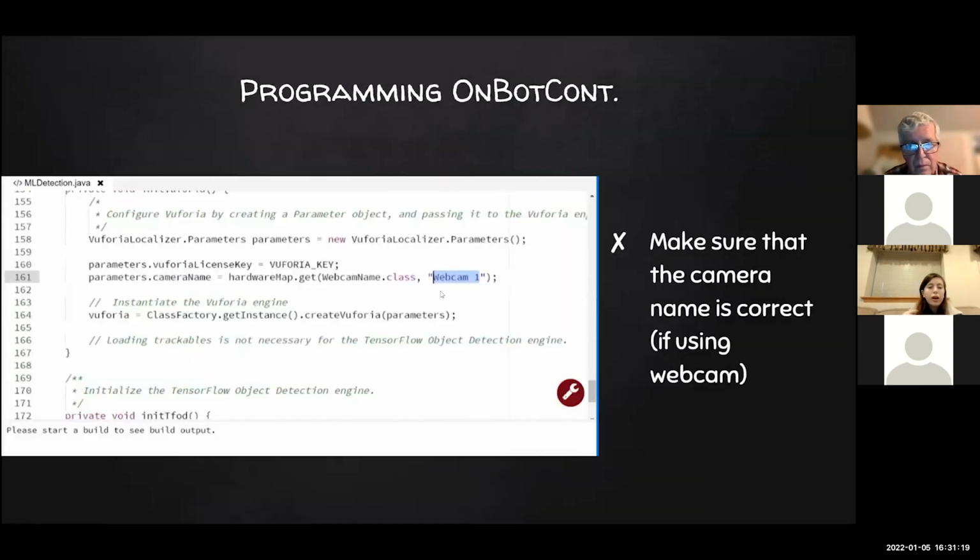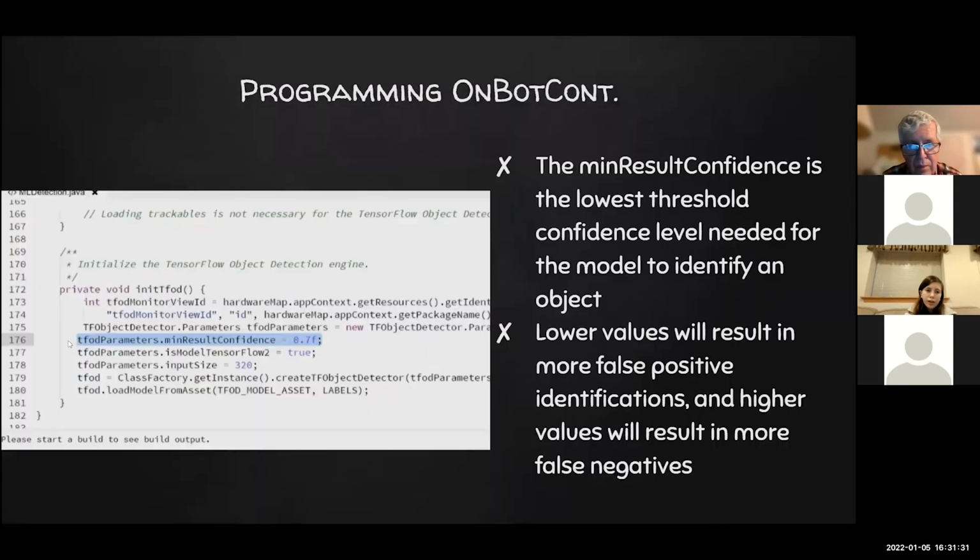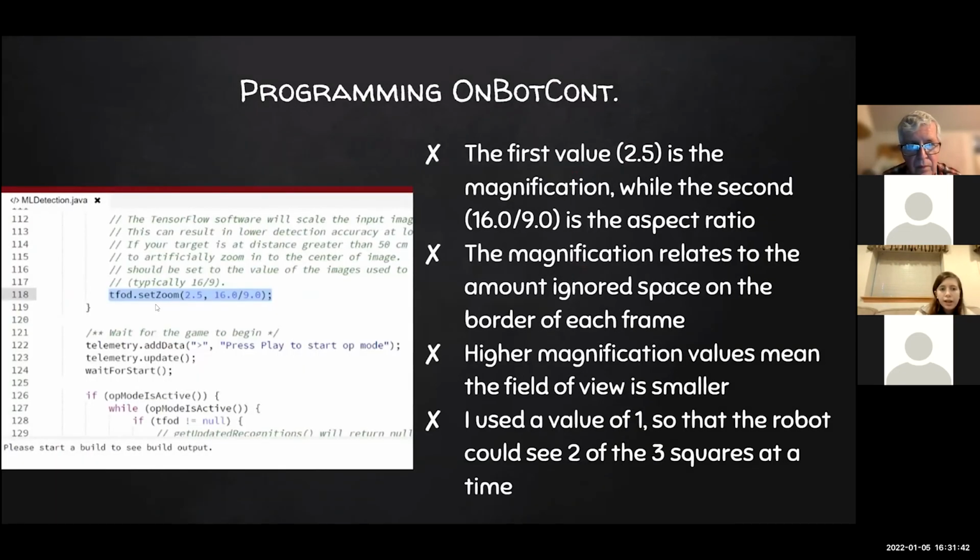Again, you'll need to make sure that the web camera, if you're using a web camera, has the same name as in your configuration file. Here is where you can change the confidence level, which again is the lowest threshold needed for the model to identify an object. And then the setting zoom is in the same block as the aspect ratio. So if you want to change the zoom, it's the first value, not the second.